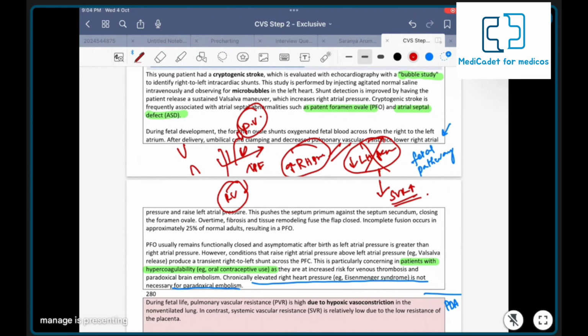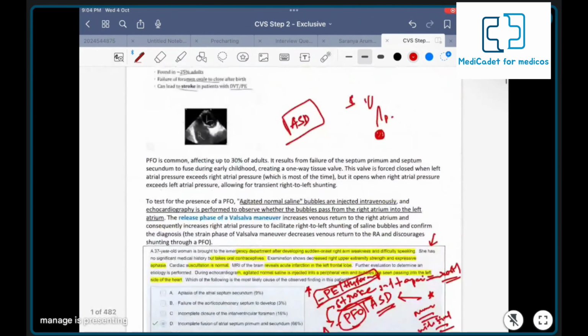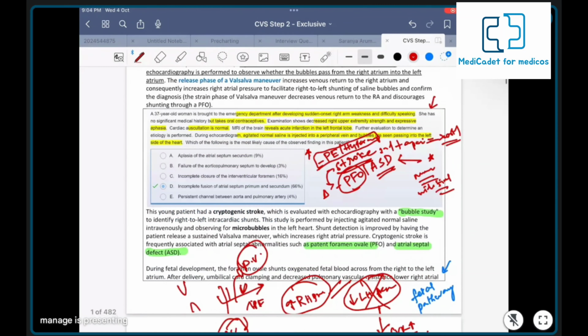This causes the septum primum and secundum to cross across each other. They both will just get attached to each other here, like I said. Initially it will be a functional closure, and as days go by this will get fibrosed, and then they will completely close. So this is what happens when the baby is born.